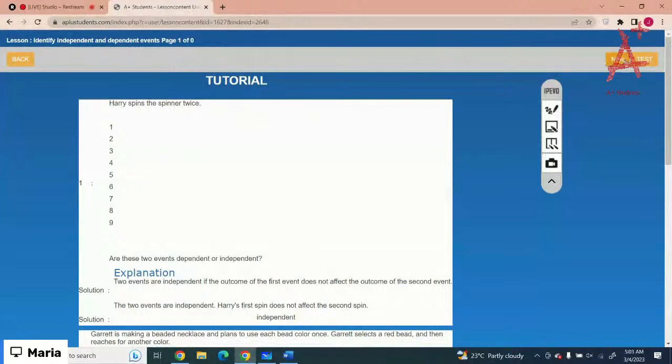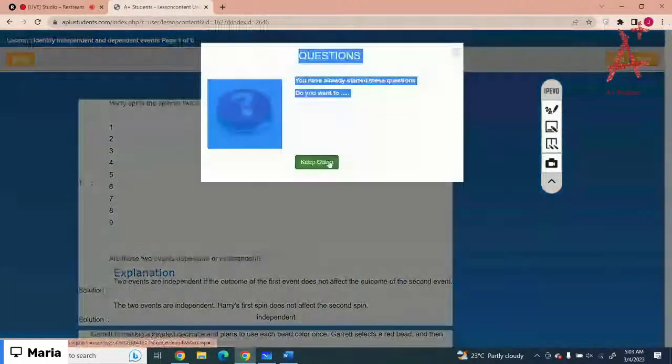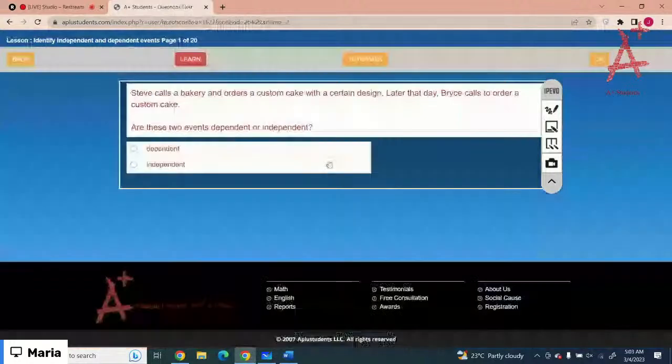Let's start with the test questions so that we can do practice questions. You can have a look at the tutorial by yourself.